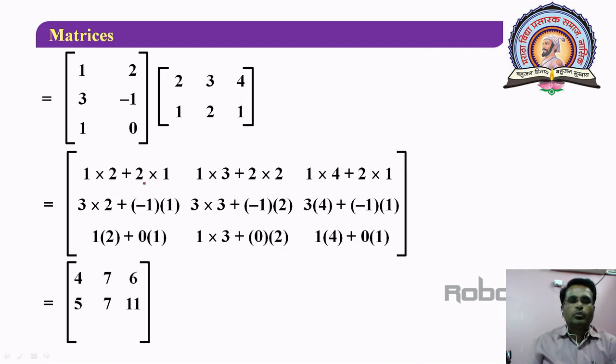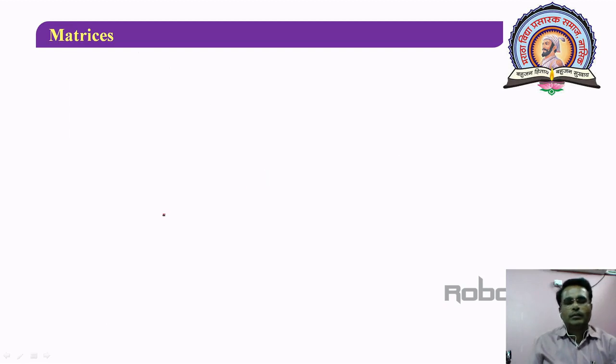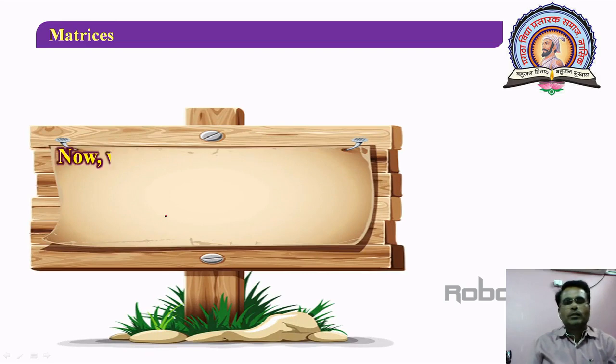Here 2 plus 2, that is 4. Here 3 plus 4, that is 7. In this way you will get a 3 by 3 matrix as the resultant.